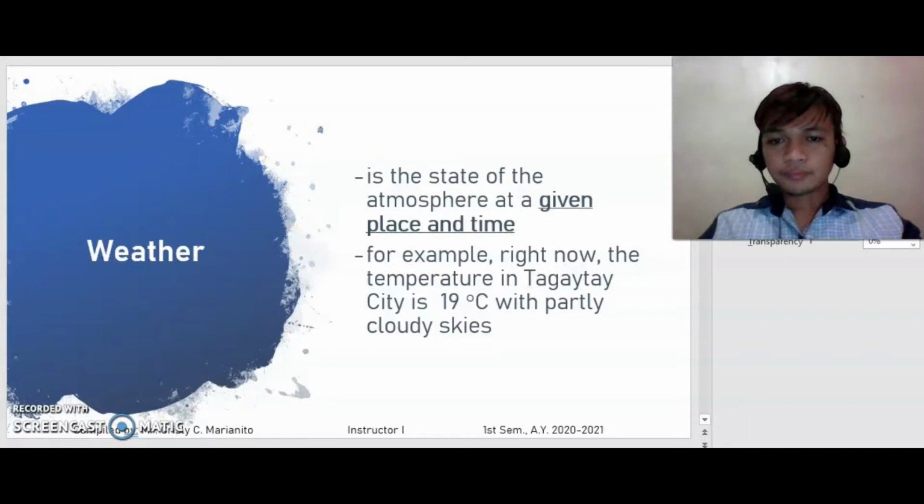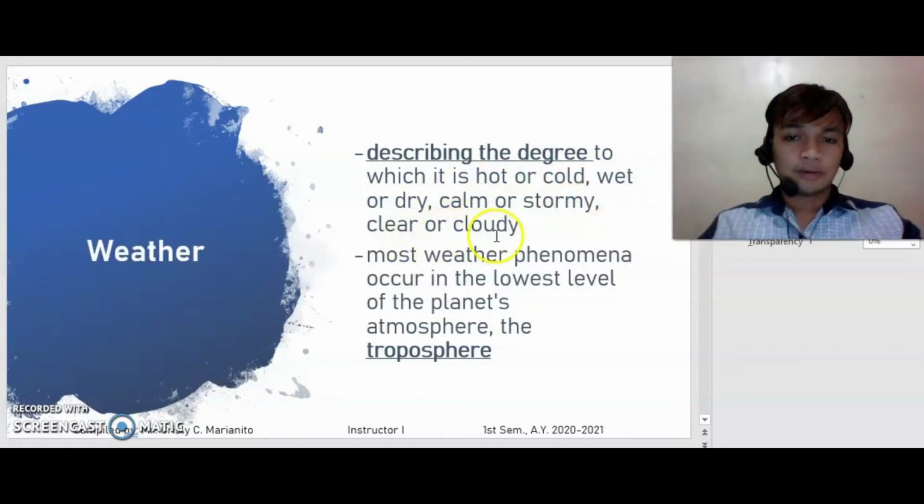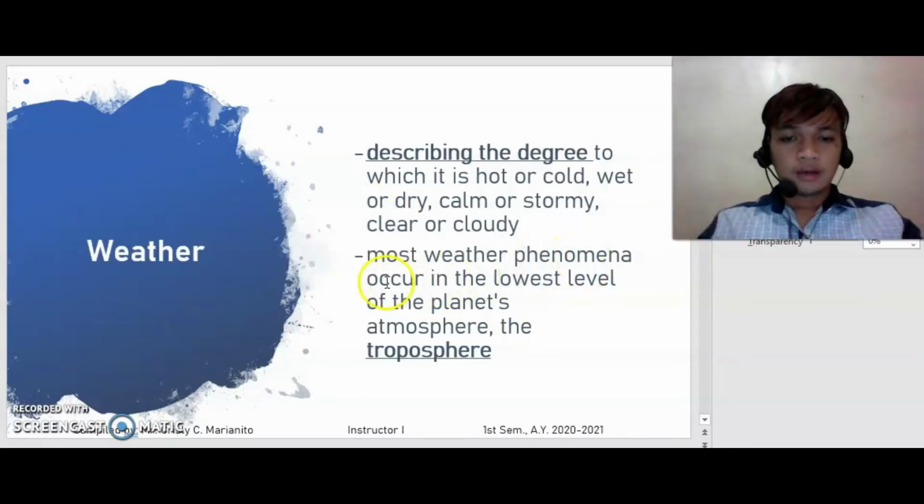Now, weather describes the degree to which it is hot or cold, wet or dry, calm or stormy, clear or cloudy. So these are just some of the categories that you will look into for you to determine what is your weather in your place at a specific given time. Most weather phenomena occur in the lowest level of the planet's atmosphere, and that is our troposphere.